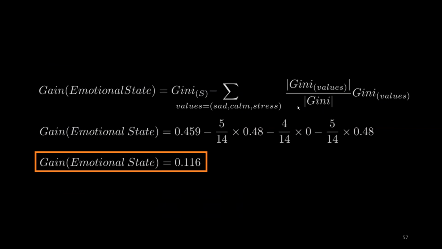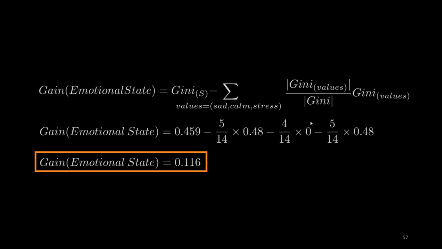Now, how do we find the weighted value for the Gini of each of sad, calm, and stress? Since sad appears 5 times out of 14, its weight is 5 by 14. Calm appears 4 times, so its weight is 4 by 14. Stress appears 5 times, its weight is 5 by 14. So these are the weights associated with sad, calm, and stress.